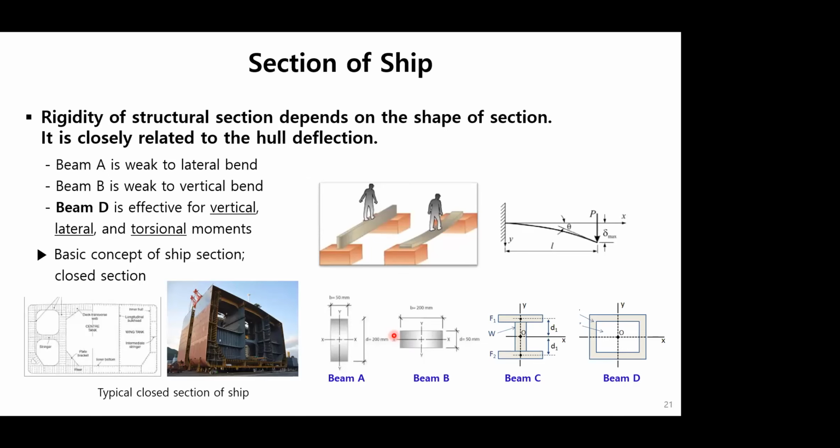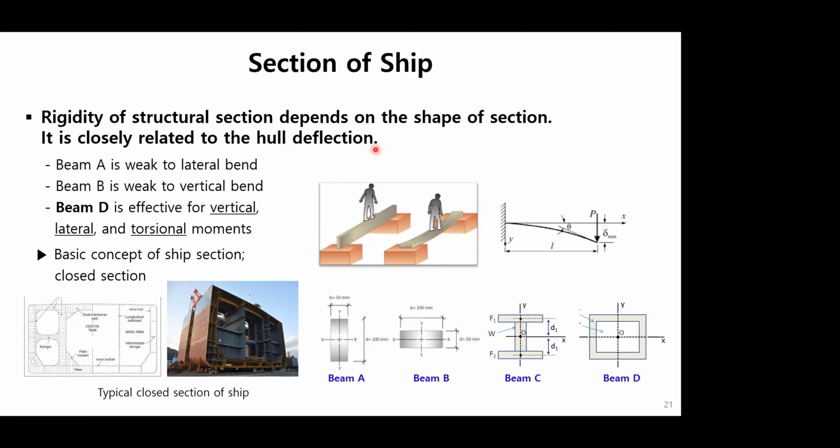In this slide, I'd like to talk about the section of the ship and the shape of the section along the ship. Design of section is very important because it determines rigidity. Rigidity of structural section depends on the shape of the section. It's closely related to the hull deflection.